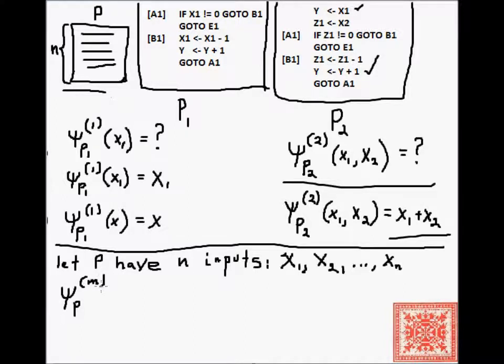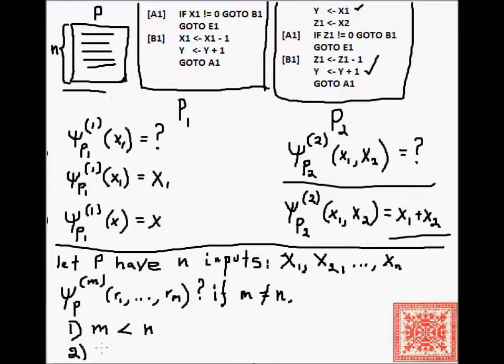What is the value of psi P of m, of r1 through rm, if m is not equal to n? So there are two cases. M is strictly less than n, so we get insufficient inputs. And the second case is m is strictly greater than n. We get superfluous inputs.